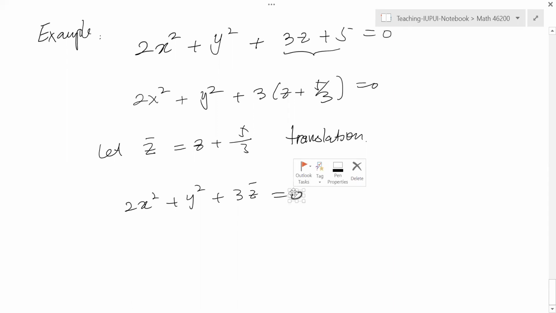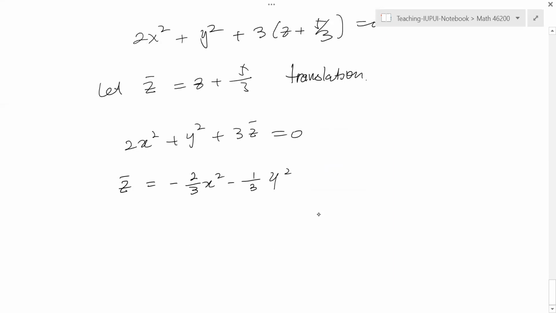Okay, rotations and translations do not change the shape of the graph. Just rotate the 3D picture in space or just move it around, but it does not change the shape of the graph. That's why we prefer this kind of transformation. And if you don't want to change the shape of the graph, this is the simplest equation you can get. Or you can write it in the form like this: z bar equals negative 2/3 x² minus 1/3 y².